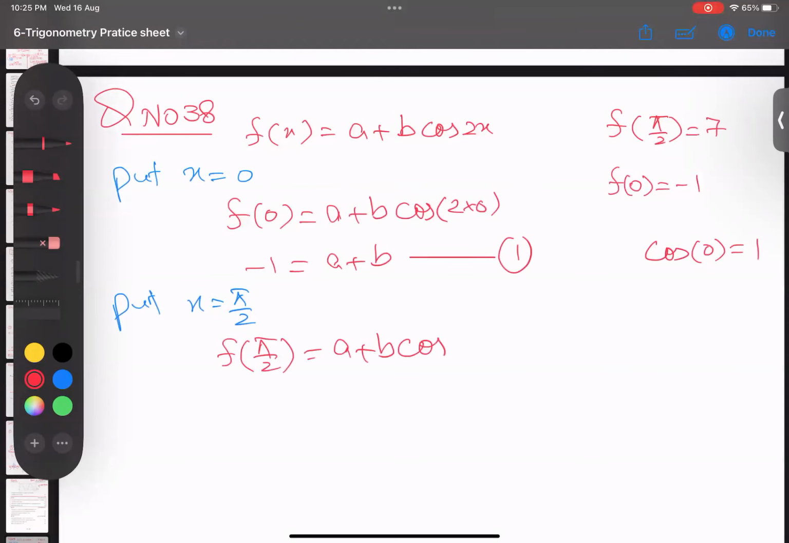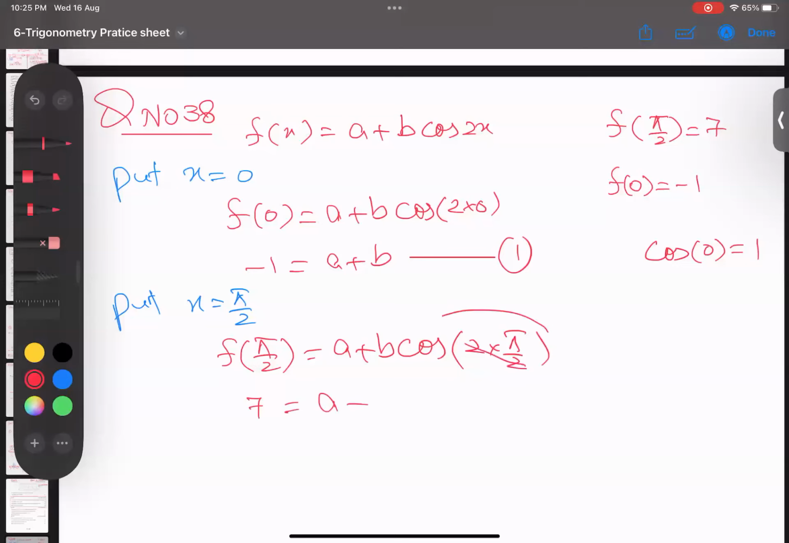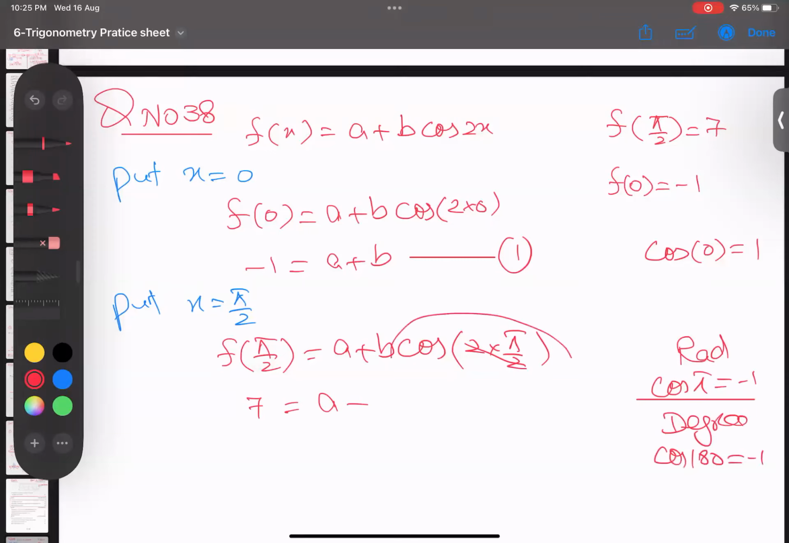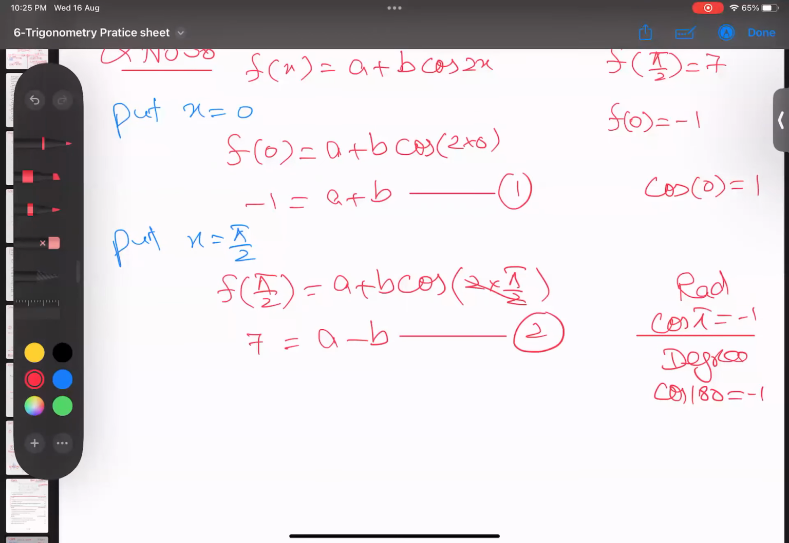So have a look, students. 2 times pi by 2. So f of pi by 2 is what? 7. So here I'm writing 7, a as it is, b as it is. But wait a minute, this is cos pi, and in radian mode cos pi is equal to minus 1, and in degree mode cos 180 is equal to minus 1. So this is minus 1, so it becomes minus b. Equation number 2 done. Now solve them simultaneously.